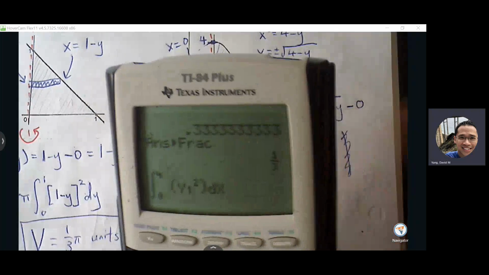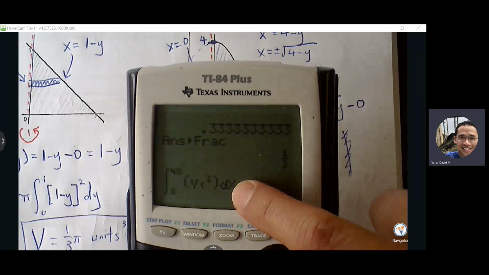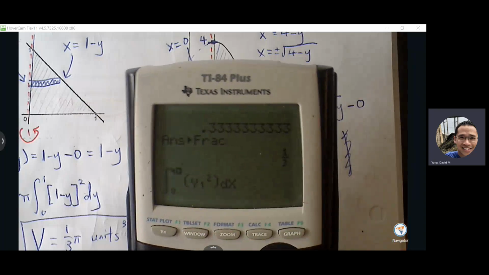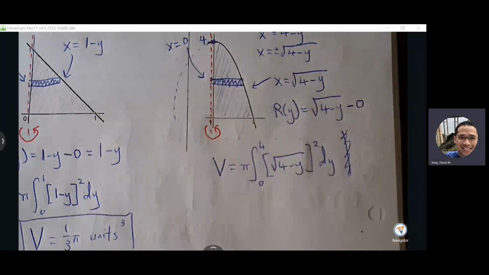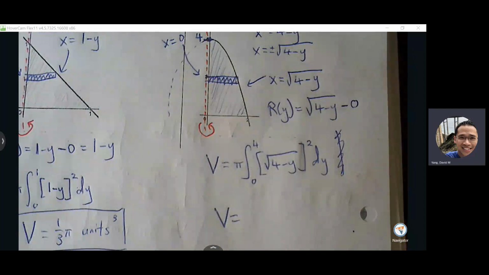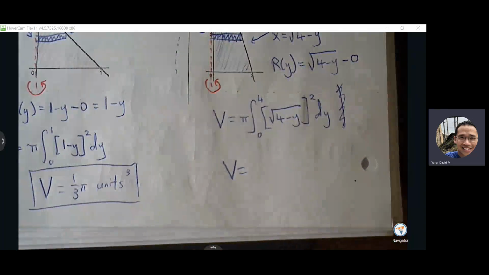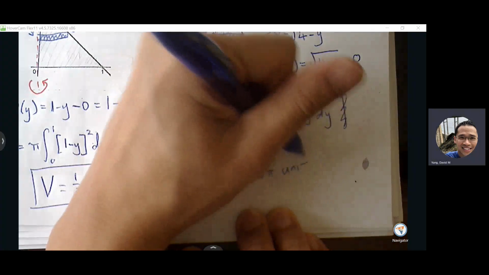Also, the nice thing about putting everything under y1 is that you can just go up and recall the same expression and just change a few things. Make sure you don't forget about the pi, because we're rotating. It's always going to be circle related. So we're always going to have that pi involved anytime we do rotation around an axis. Okay. Volume, so cubic units.